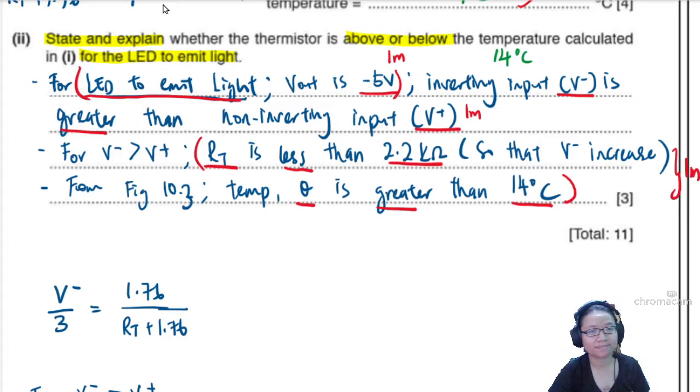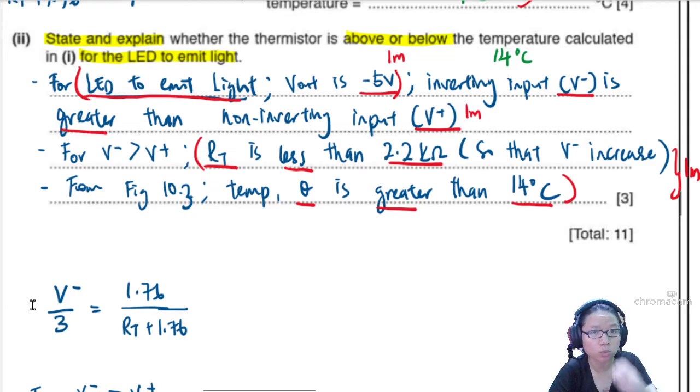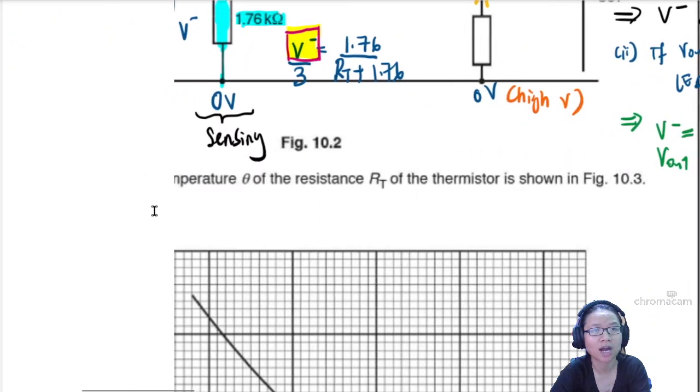The conclusion. So you know how to decide whether LED emit light or not. V out must be negative. Okay? You know this happens when V minus is bigger. That's why your output is negative. You know how to make V minus bigger, which is to have the RT less than 2.2. See, look at the ratio. Okay, look at the proportion. RT will take less proportion because we put RT up here.